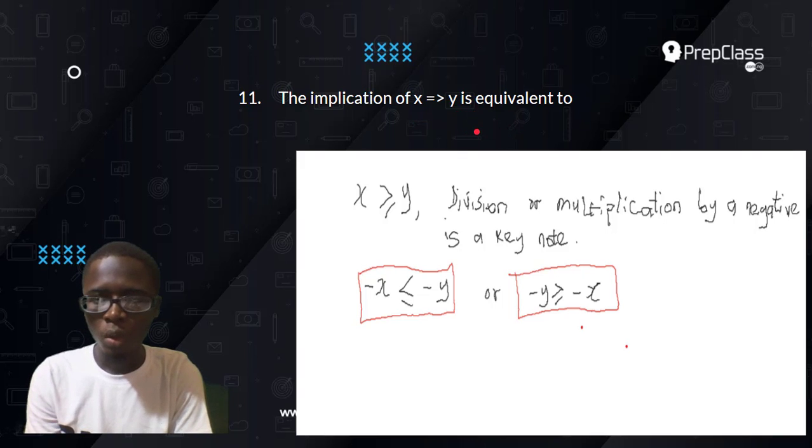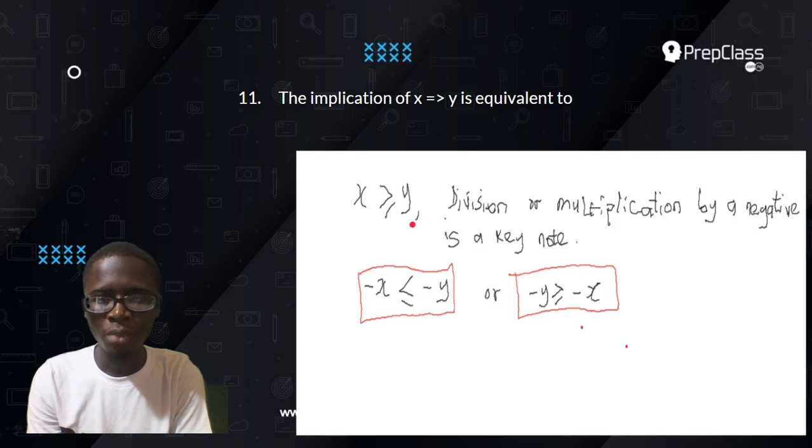So what basically this question requires of you is to apply this basic principle here, which means that each time you divide or multiply by a negative number both sides of an inequality, the sign will change. It will have to reverse in direction. So basically, this is what was given to us from the question.